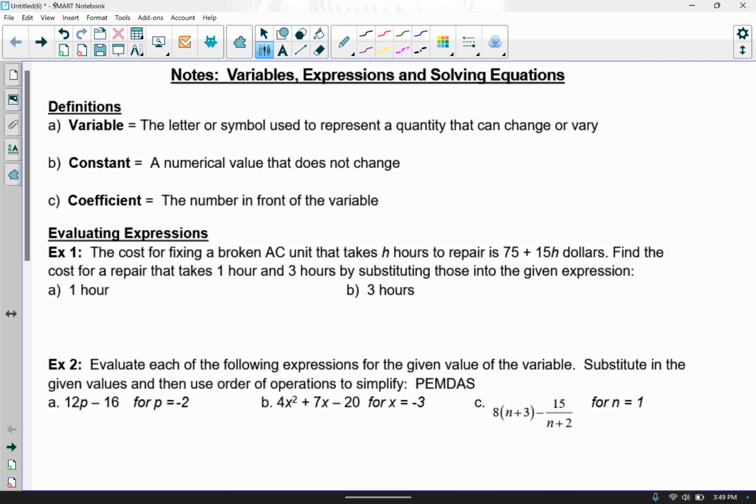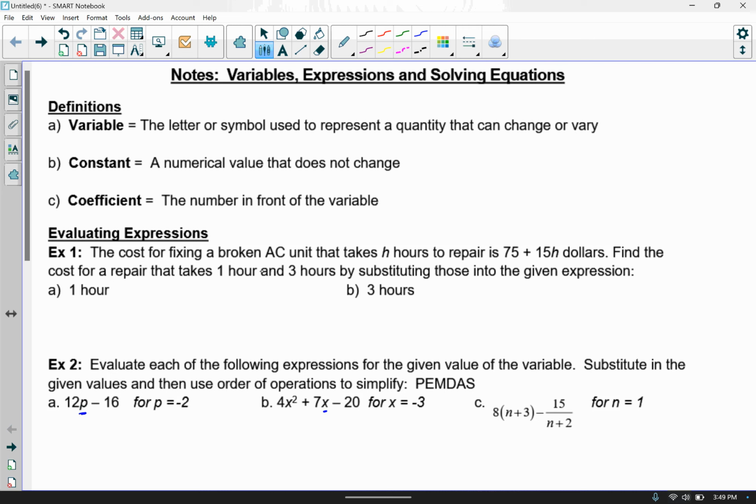A variable is a letter or symbol used to represent a quantity that can change. So you can look down here in example 2, and in example 2, part A, P is my variable, versus in letter B, X's are my variables, and in letter C, the N is my variable. Okay, so that's the idea there. A constant is a numerical value that does not change, and a coefficient is always a number in front of your variable.